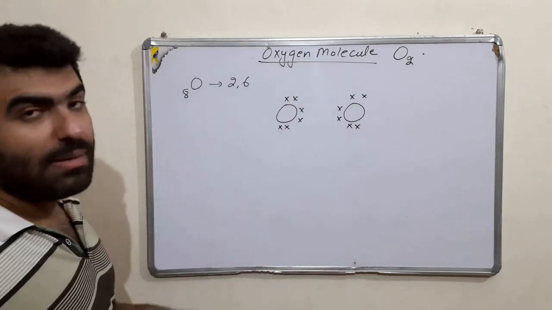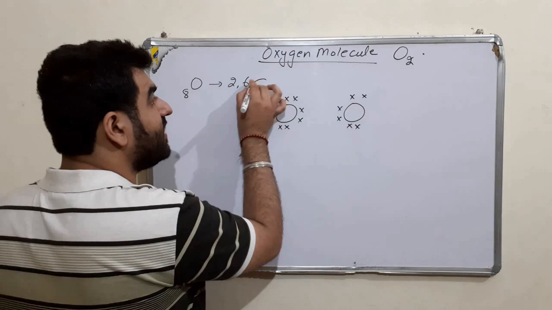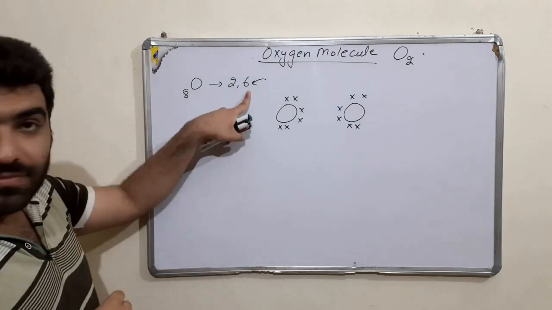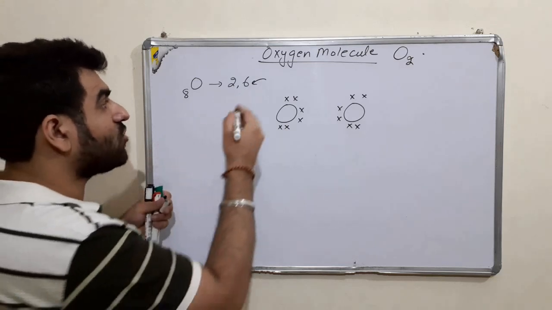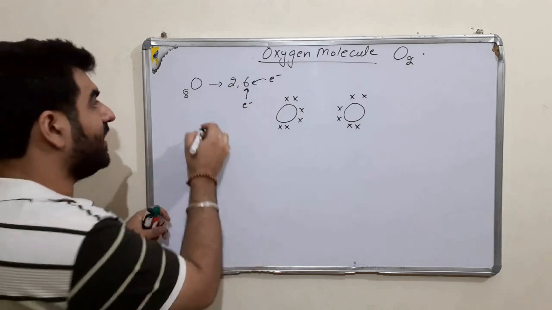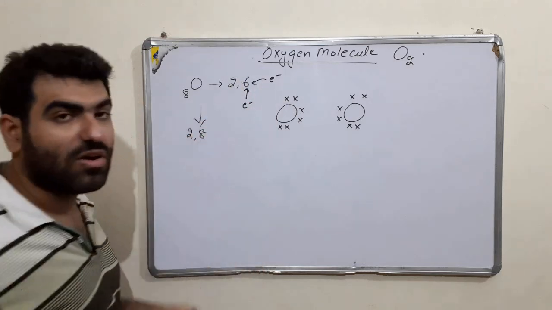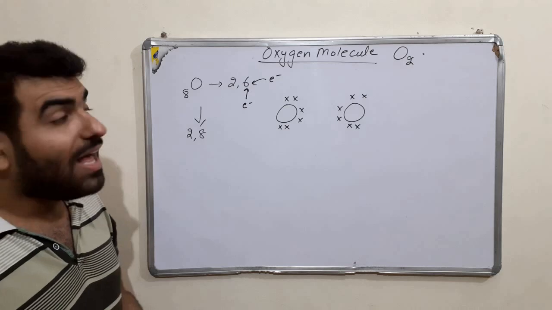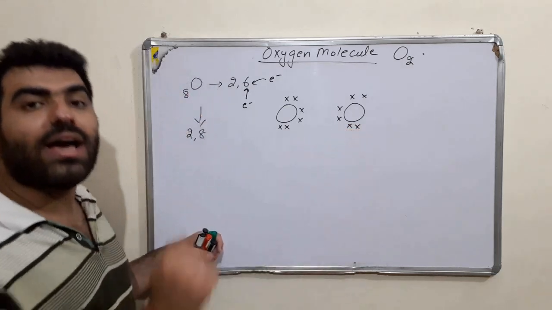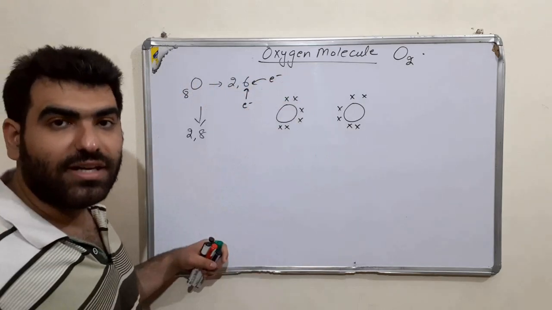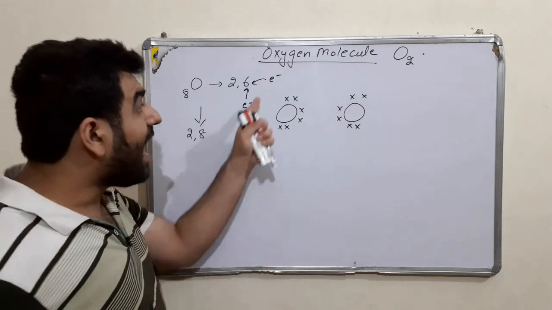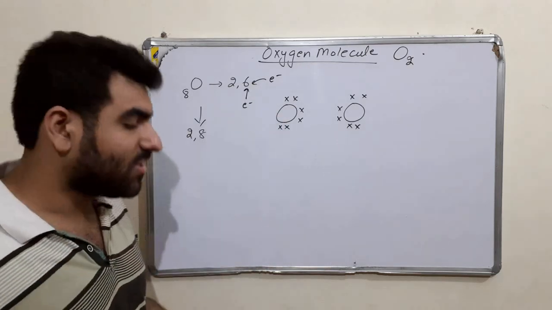Now, they want to complete their octet, so each oxygen needs 2 electrons to complete their octet and their electronic configuration as 2, 8. Again, both are the same element, both are non-metals, with high ionization energy, high electron affinity, low electronegativity, and zero electronegativity difference. And each one of them requires 2 electrons.